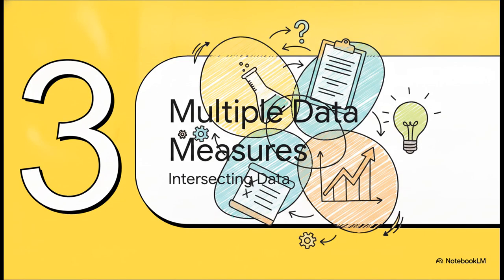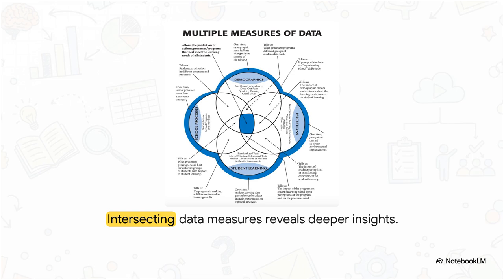Next up, Section 3, multiple measures of data. Let's see what happens when these categories start to intersect. This is where it gets really cool. Mixing these data types reveals not just what is happening, but why it's happening. Like, if you overlap student learning with demographics, you might suddenly see if different groups of students are experiencing school differently. Or overlapping student learning with school processes, that tells us exactly what specific programs work best for student learning. The deep analytical insight happens right there in the overlaps.